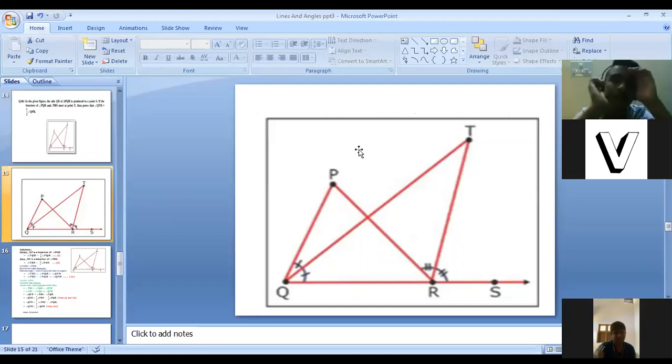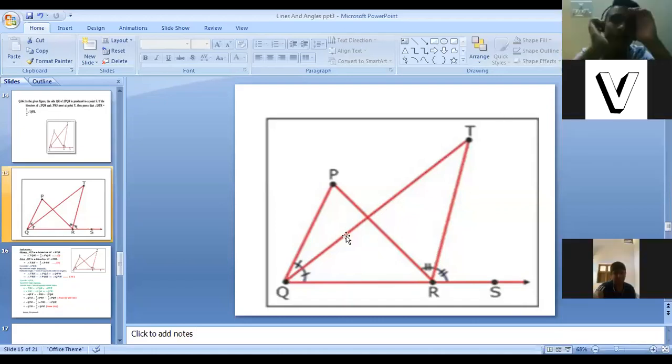Now the figure is clear? Yes, ma'am. Now I'll repeat the question. In triangle PQR, QR is extended to S. QT is a bisector of angle PQR. Therefore, QT divides this total angle at Q into two equal parts. Similarly, there is a bisector of this exterior angle, the exterior angle PRS.